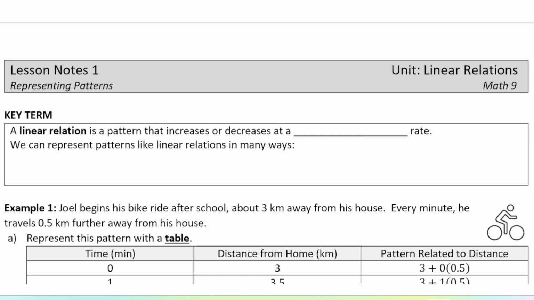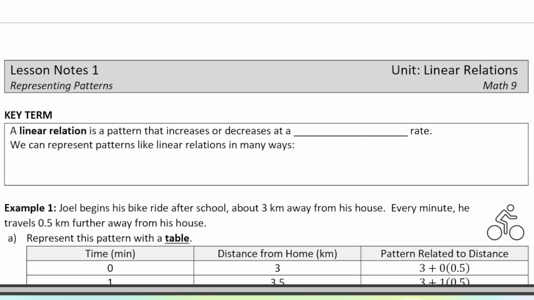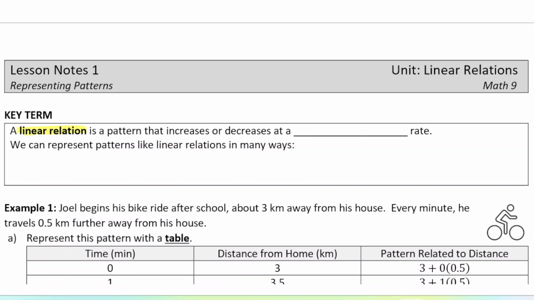So this is lesson 1 of the linear relations unit in Math 9. We're going to be representing patterns in different ways today. First thing we're going to do though is define what a linear relation is, which is the title of this unit. It's a specific type of pattern that increases or decreases at a consistent rate, or constant rate. We can represent patterns like linear relations in many ways.